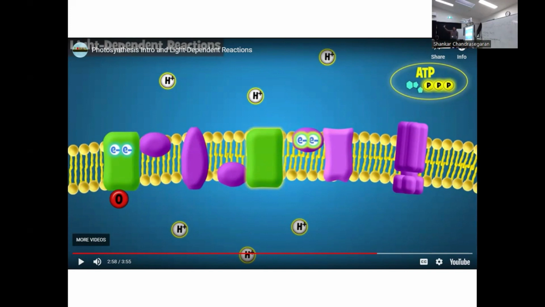So ADP is the uncharged version, ATP is the charged version. So two coenzymes are made during the light-dependent reaction, the NADPH and also the ATP, and then oxygen is also released as a product of this reaction. Everyone keeping up with me so far, right?